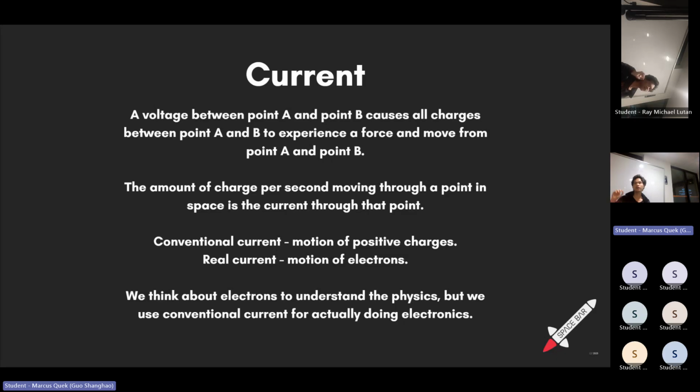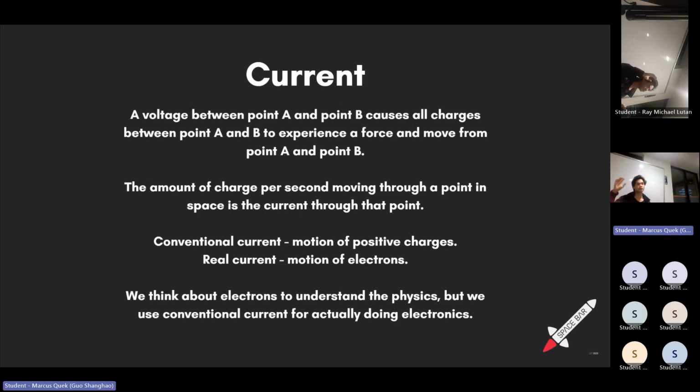All right, so now current. A voltage between point A and point B will cause all the charges to move from point A to point B. They will experience a force, all right? The implication being that point A has a higher potential than point B, okay? So charges will flow from point A to point B. The amount of charge per second moving through any point in space is the current through that point, okay?